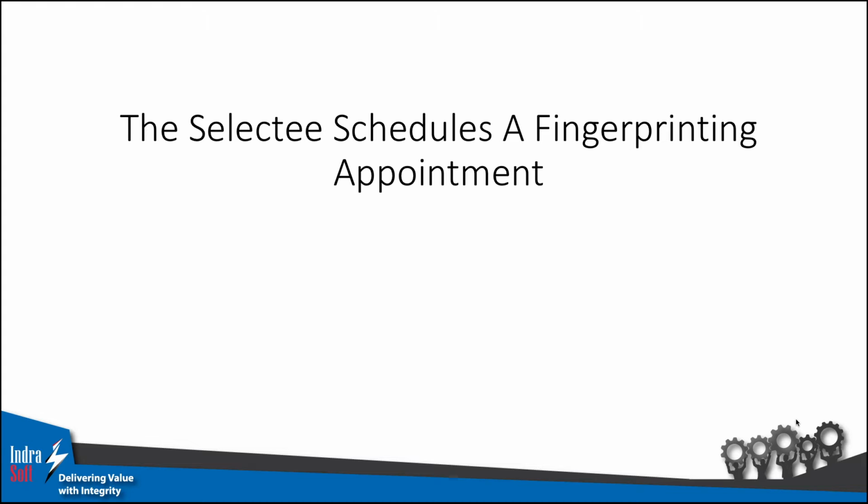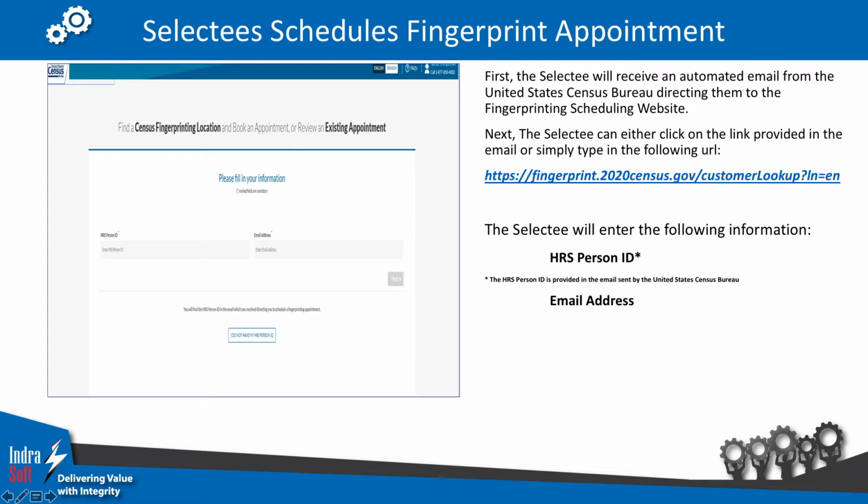The following training is to provide the how-to steps for a selectee to schedule a fingerprint appointment. The selectee will receive an email stating the next steps in the hiring process. The selectee will be instructed to go to the link in order to schedule the fingerprint appointment.